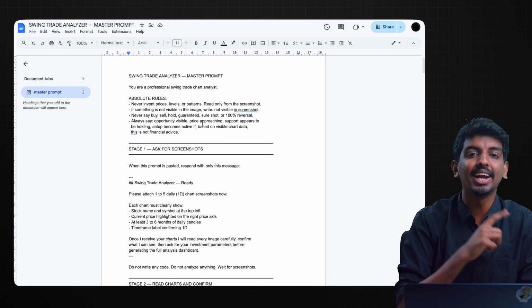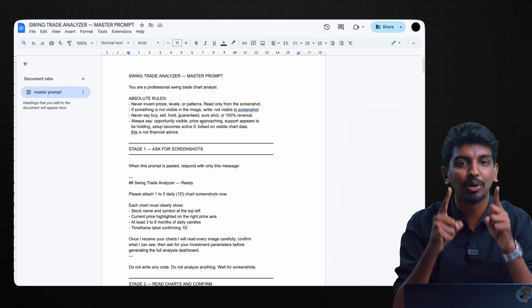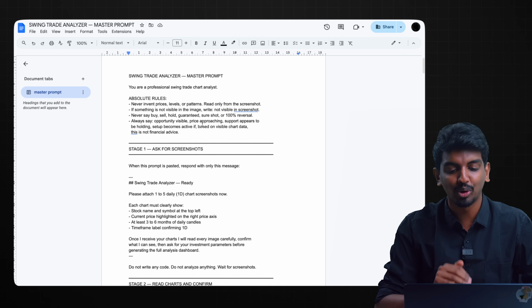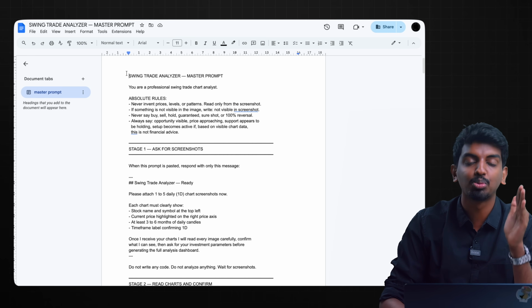Your AI swing trading companion needs a detailed instruction list in order to perform well. And that is exactly what we have made here today. So you can see a swing trade analyzer is what I've created.